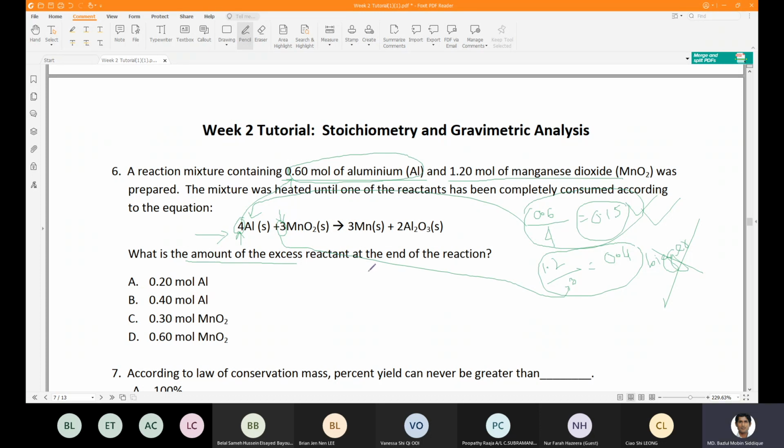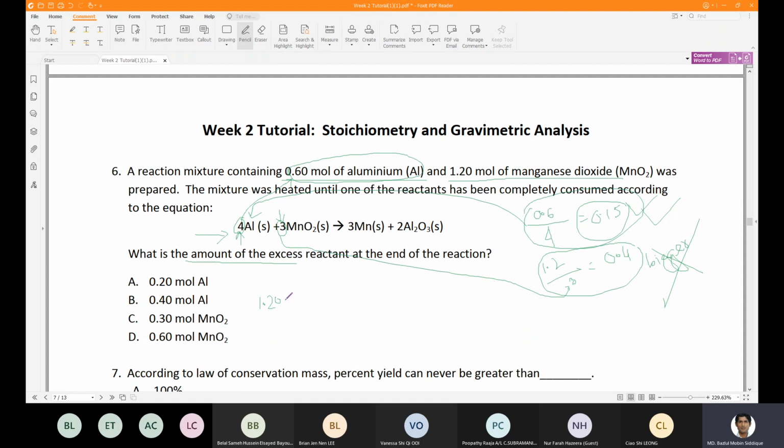What is the amount of excess reactant at the end of the reaction? So the excess reactant is magnesium, since it's 0.4. And how do we find the excess reactant? How much of the excess? We have 1.20 moles of magnesium to start with.